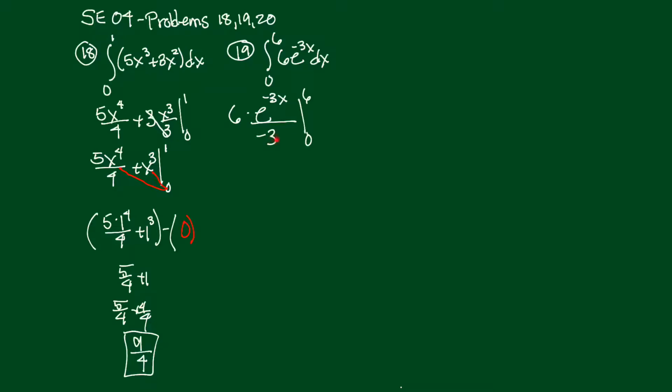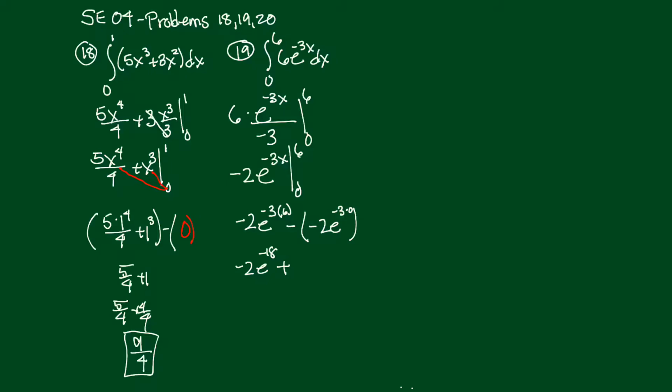Negative 3 into 6 will go negative 2 times, so we'll get negative 2e to the negative 3x from 0 to 6. Let's put the upper limit in, so we'll get negative 2e to the negative 3 times 6 minus, now put in the lower limit. Now this is going to be negative 2e to the negative 3 times 0. So this will give us negative 2e to the negative 18. Negative is a positive. What do we get here?